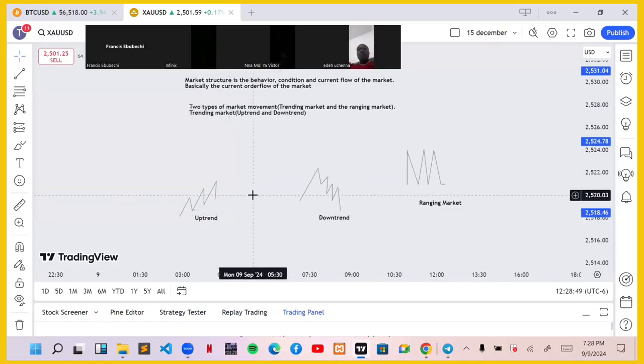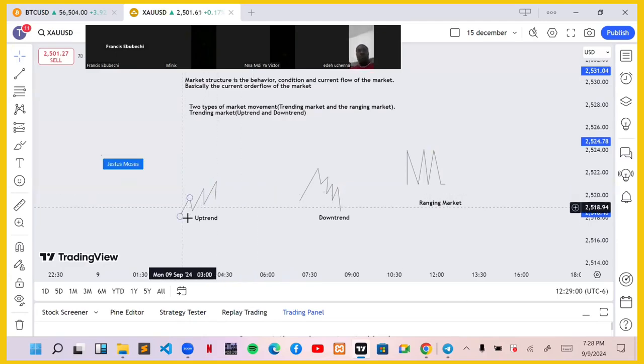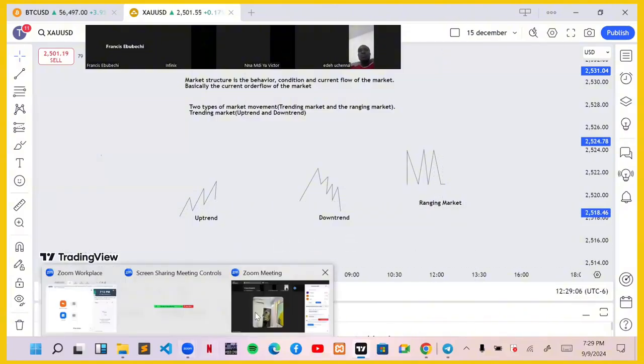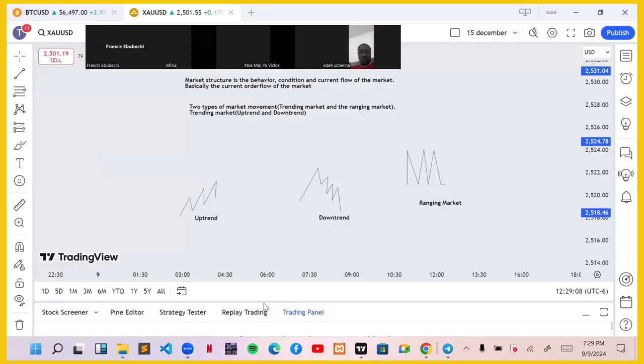So market structure is the behavior, condition, and the current flow of the market. There are two types of market movements: the trending market and the ranging market. The trending market has two types: uptrend and downtrend. This is what an uptrend is, this is what a downtrend is, and this is what the ranging market is.